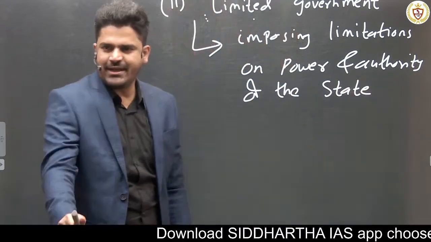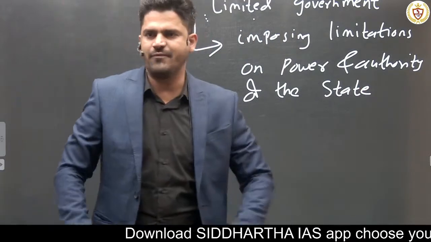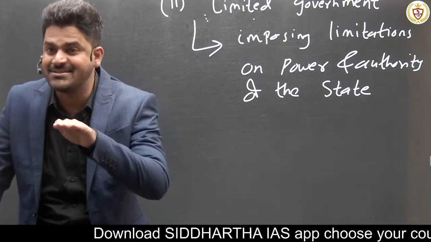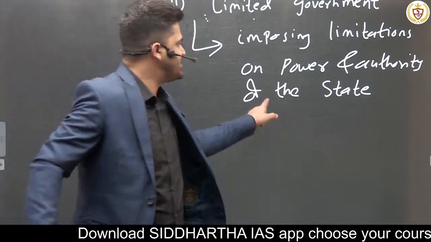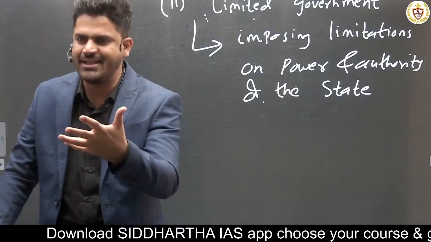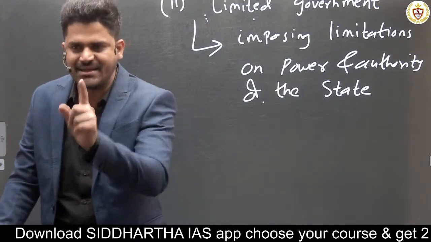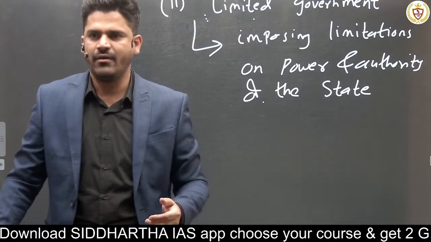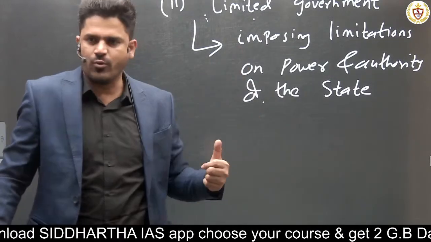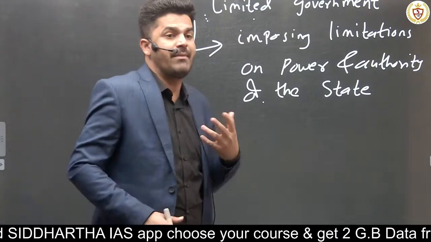So can the executive, legislature and judiciary violate the fundamental rights of the citizens? No, they cannot. So fundamental rights act as a limitation on the powers of the state and its three branches: executive, judiciary and legislature. Can Parliament pass any law that takes away the fundamental rights? No, it can be challenged in the Supreme Court. Okay, right? But it doesn't mean that fundamental rights cannot be amended.